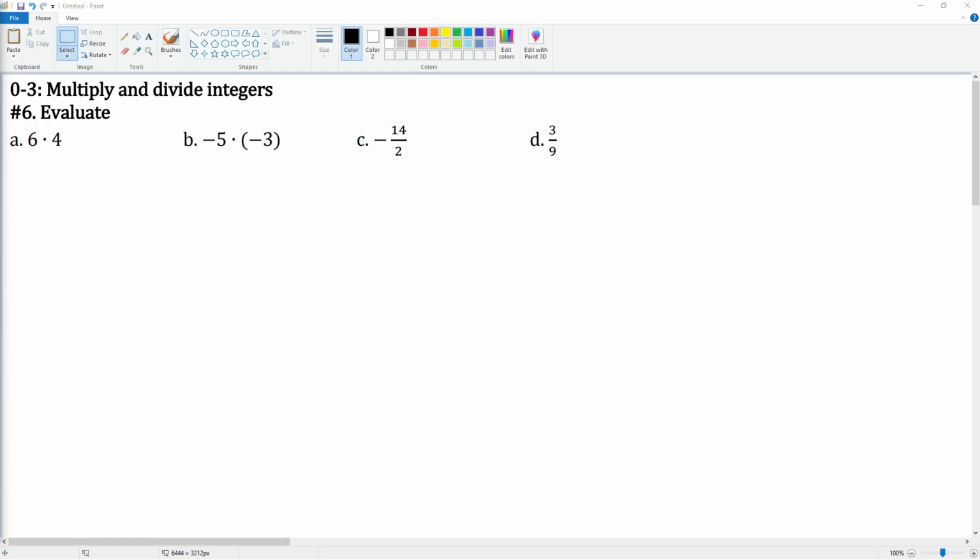We are going to evaluate. Here, we're going to multiply and divide integers. The first one is 6 multiplied by 4.